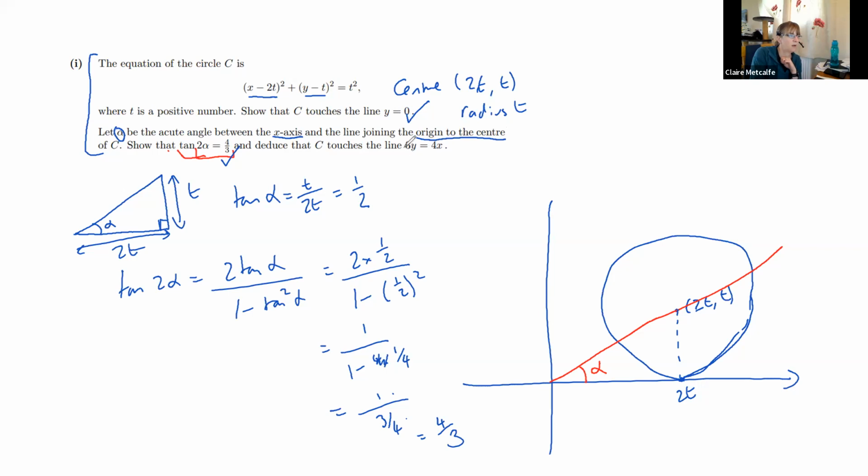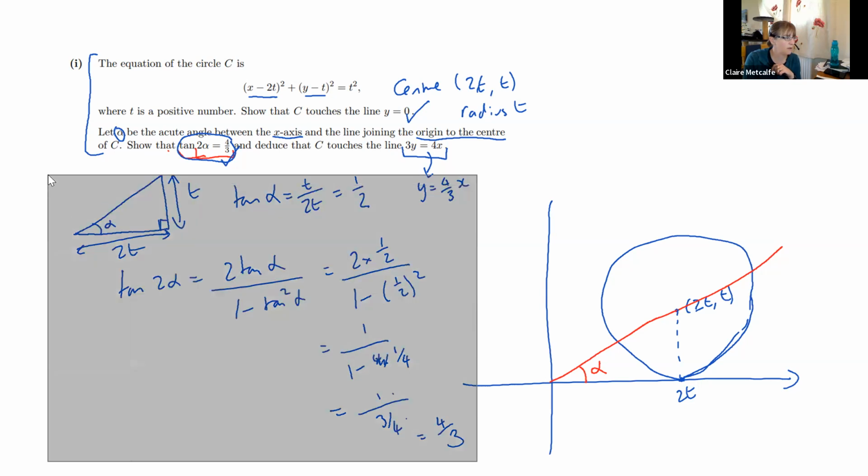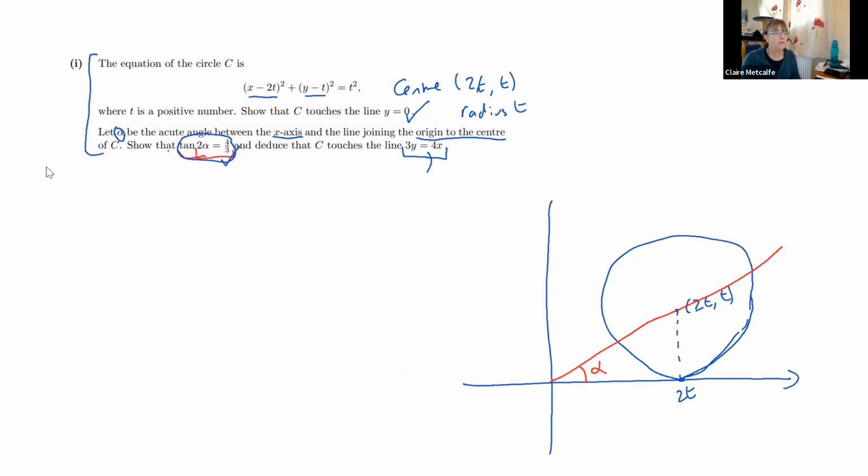The very last part, we're asking to deduce that C touches this line. This line here, you'll notice, has got gradient 4/3. So there might be some connection with what we've just done here. So let's think a little bit about the actual drawing that we've got. We'll get rid of some of this working. If you consider this picture that I've got down at the bottom, and you consider reflecting in this red line that goes through the origin and through this point here.